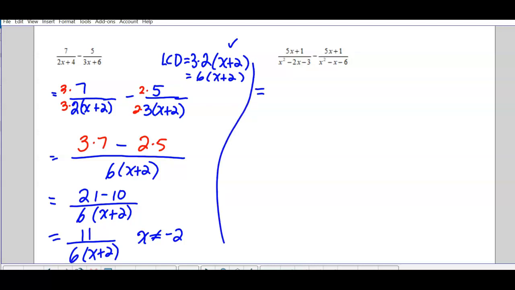factor everything first. Right? So I'll give you a minute or two to factor each denominator.